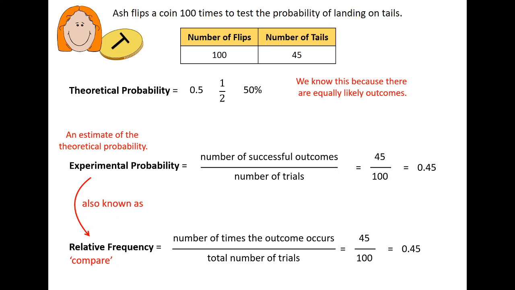You will probably be asked to calculate the relative frequency more often than the experimental probability. They mean exactly the same. It's just usually called experimental probability because it's a probability that comes from doing an experiment. Okay? You do it exactly the same way. You do the number of times the outcome occurs over the number of trials. So the answer is still the same. It's just a different name.